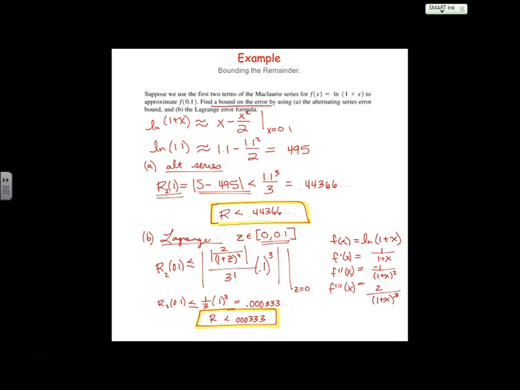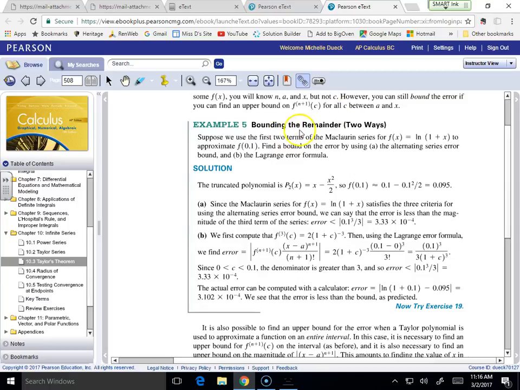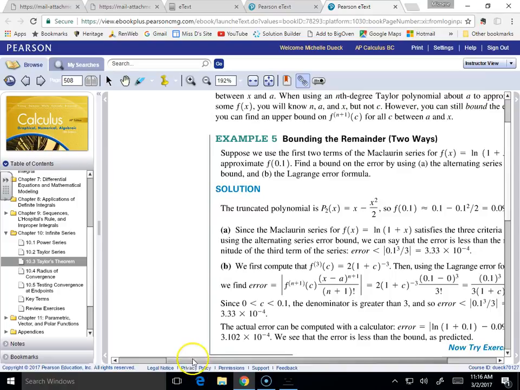Should it be less than or equal to? Now, we already did ours. I want you to look at theirs and see what they did. I ended up choosing their example on purpose. I wanted you guys to be able to compare how we did it with how they did it.